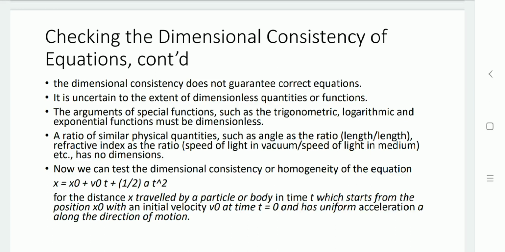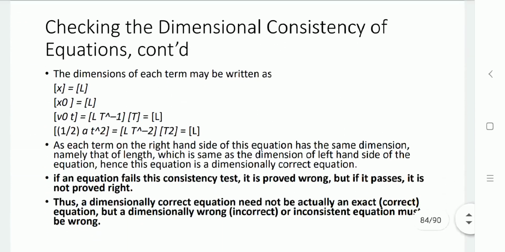Now 1/2 at square. Magnitude here we are not going to consider, so 1/2 we are not going to define. A, that is acceleration, meter per second square, and t square, that is second square. So this second square will be cancelled out. So that is again meter, means length, means L. Means all these three components available in the right hand side having the same dimension L. This is how we can define it.